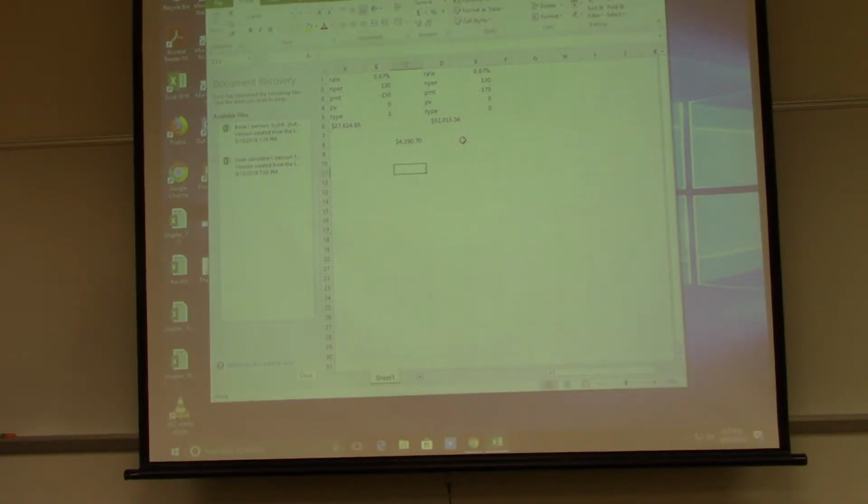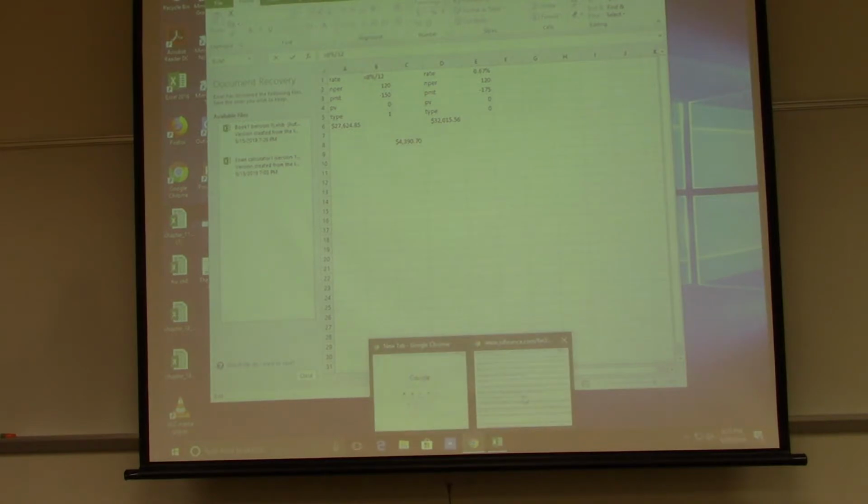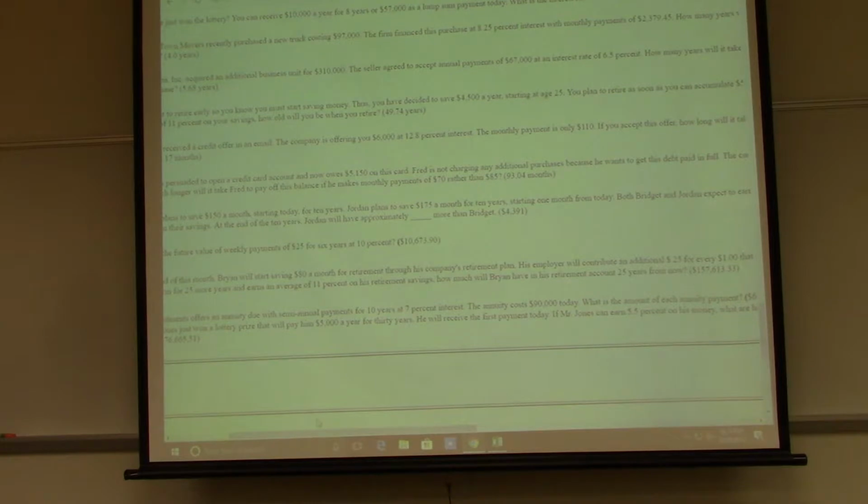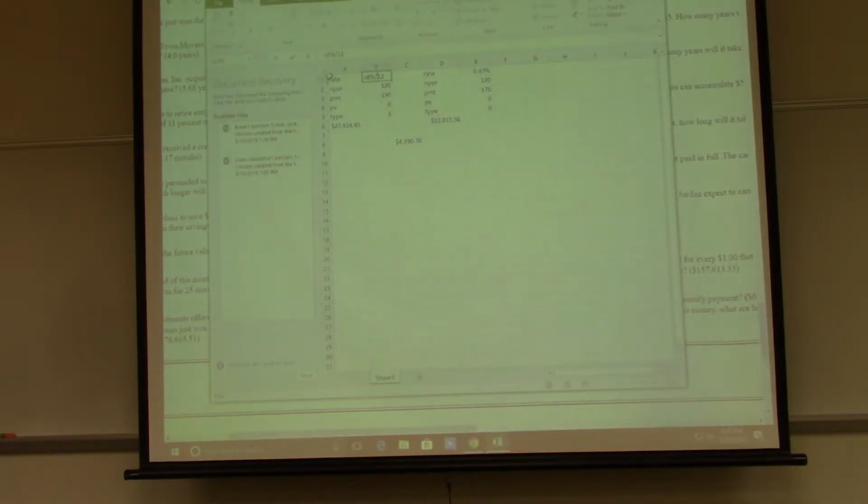The answer is $4,390.70. No, the rate. Yeah, the rate, because you divide the 8% by 12. Because if you look here, it says Bridget plans to save $150 a month for 10 years, starting 1 month from today. And they're saving monthly, even though it's years. If you see years and months, you're going to have to convert that percent into month for each month. And that's why you have to multiply the years by months too, because you're converting it into months.